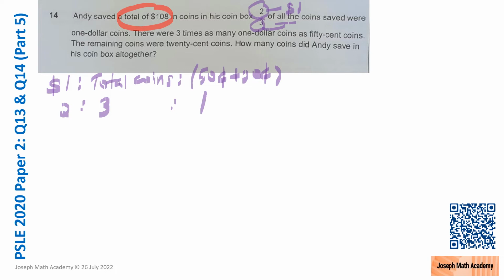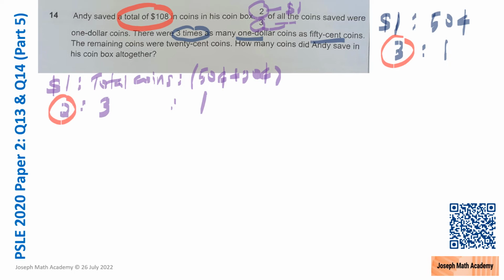Next, line 2. There were 3 times as many $1 coins as 50 cent coins. Okay, this one, again, I can present it using ratio. So I'm going to do it here on the right. So we know that the $1 coins to the 50 cent coins is 3:1. If $1 coin is 3 and 2, we conclude that it is a repeated identity concept because it is the same $1 coins, but it is 3 and 2. It cannot be different. It must be the same. So what we can conclude is that we must make this 6 common multiple.